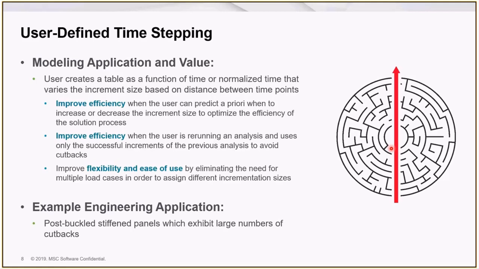So post-buckled stiffened panels, which exhibit a large number of cutbacks, is only one example. But really, this kind of graph tells the story in some regards of what we're trying to do. If you think of the path that you're trying to go through to find incrementation, when you first run it, sometimes it's a maze. But every other time after that, if you know the shortcut, if you know how to avoid these cutbacks, if you know how to go fast and when to go slow, you can really speed up the analyses.